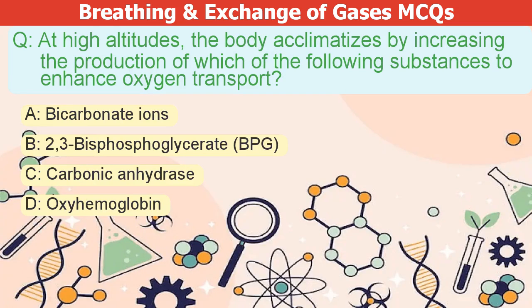At high altitudes, the body acclimatizes by increasing the production of which of the following substances to enhance oxygen transport? A. Bicarbonate ions. B. 2,3-bisphosphoglycerate, BPG. C. Carbonic anhydrase. D. Oxyhemoglobin.